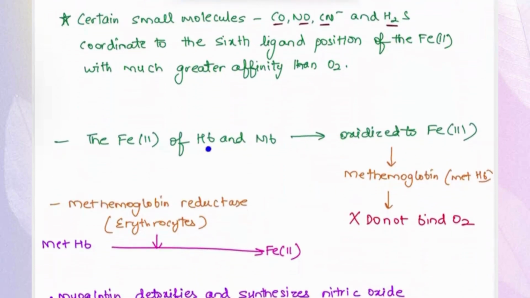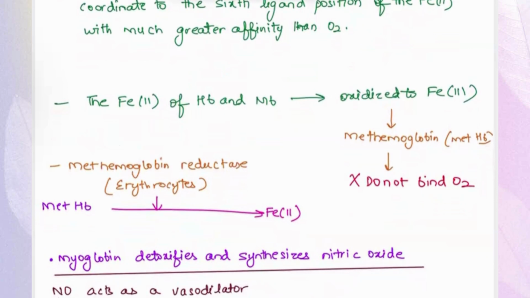The Fe²⁺ of hemoglobin and myoglobin can be oxidized to Fe³⁺ and then to methemoglobin so that oxygen cannot bind. A methemoglobin reductase enzyme is there which can convert methemoglobin back to Fe²⁺ so that it can again bind to oxygen. So myoglobin detoxifies and synthesizes nitric oxide.